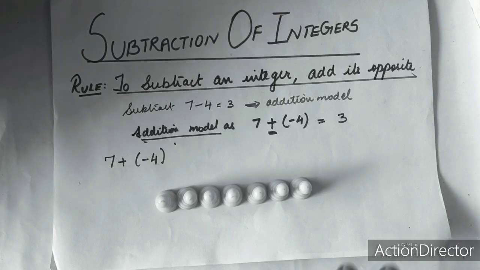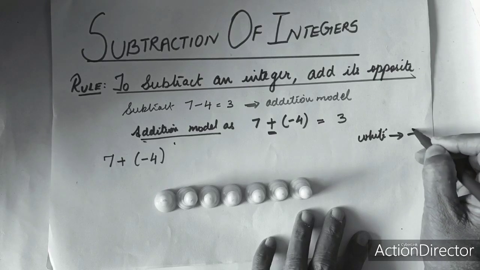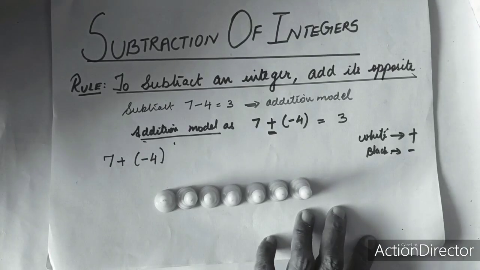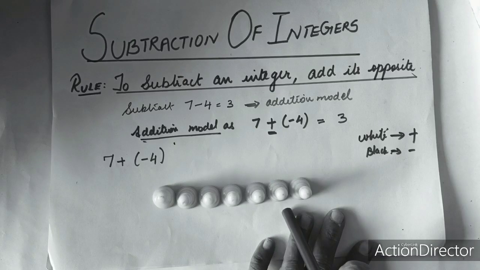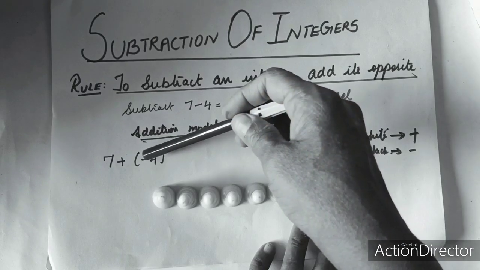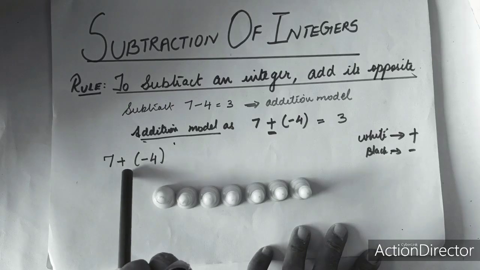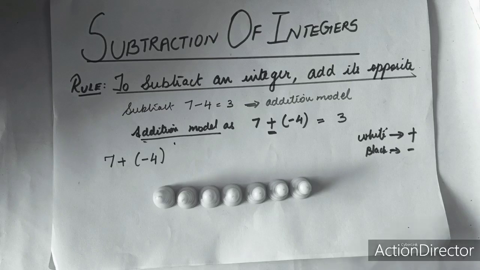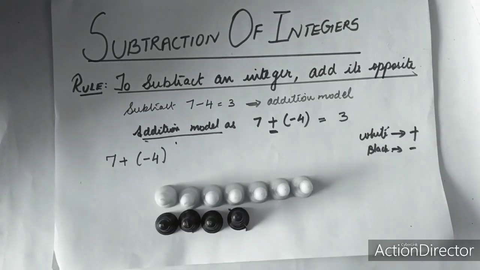So let us assume that white denotes positive and black denotes negative. Here since it is 7 plus minus 4, I kept 7 positive pawns over here. Now to make it as addition, I have to add, see the addition symbol over here. I had to add 4 negative pawns. So I am going to add now 4 negative pawns over here. I have added 4 negative pawns.